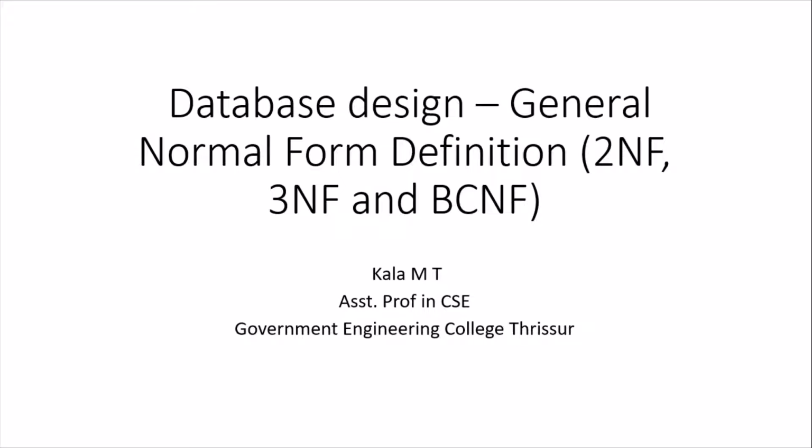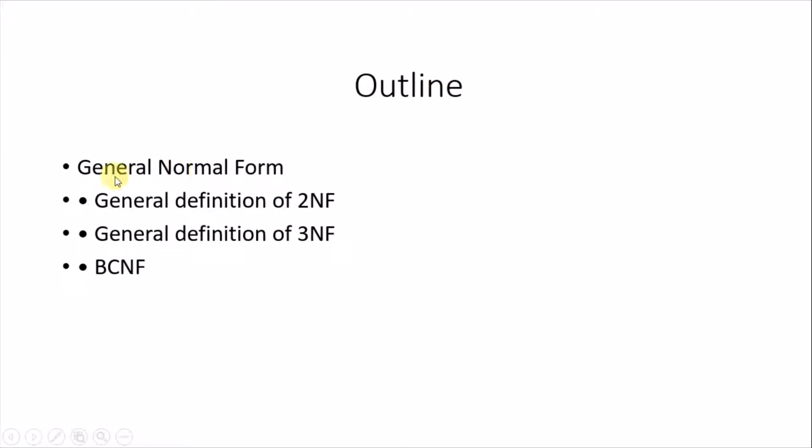We know that a relation can have multiple keys. So if we have multiple keys, how can we define the normal forms? That is today's lecture. The general outline for today's lecture is that we'll discuss the general definition of 2NF, the general definition of 3NF, and BCNF.